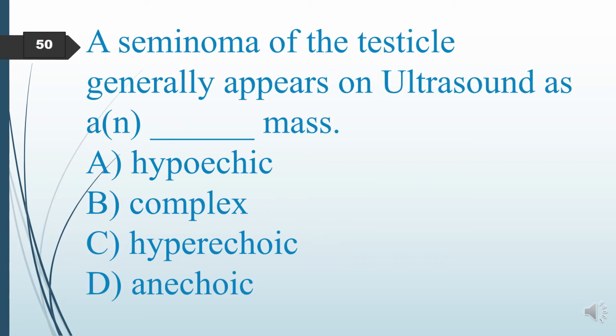A seminoma of the testicle generally appears on ultrasound as what mass? A. Hypoechoic. B. Complex. C. Hyperechoic. D. Anechoic. The answer is A. Hypoechoic.